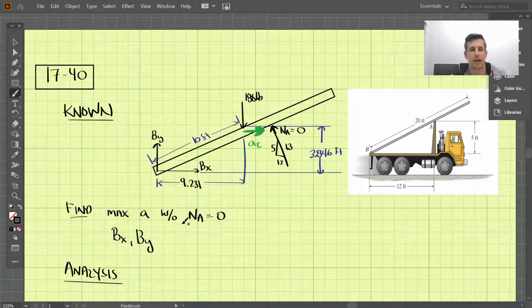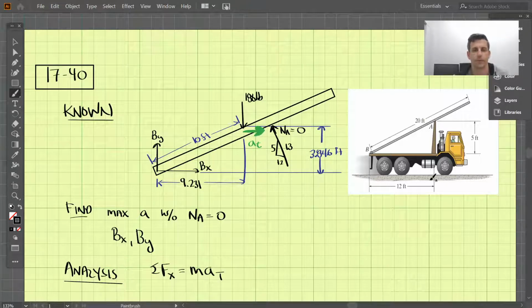So we're trying to find max A, and it also wants us to find Bx and By, the forces the truck is exerting on the pipe at B. Okay, so let's get started with this. We'll just start by summing the forces in the x direction and setting those equal to the mass times the acceleration of the truck. And I've written the acceleration of the truck here as a forward arrow.